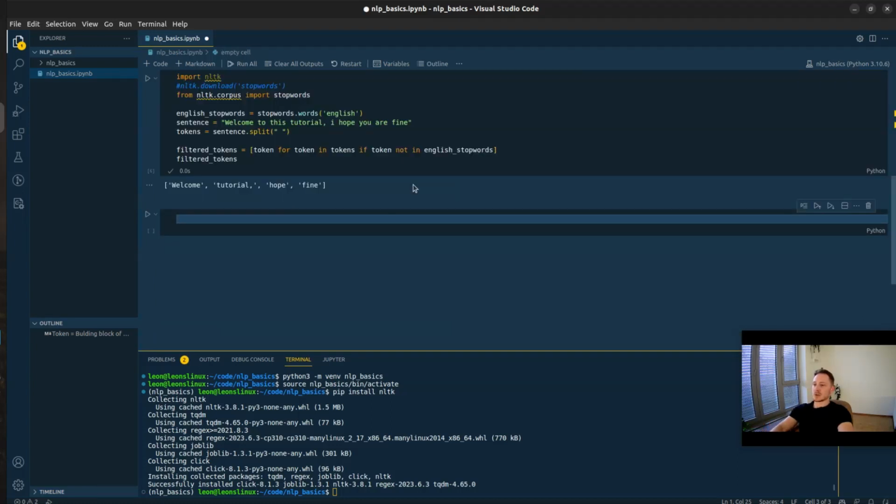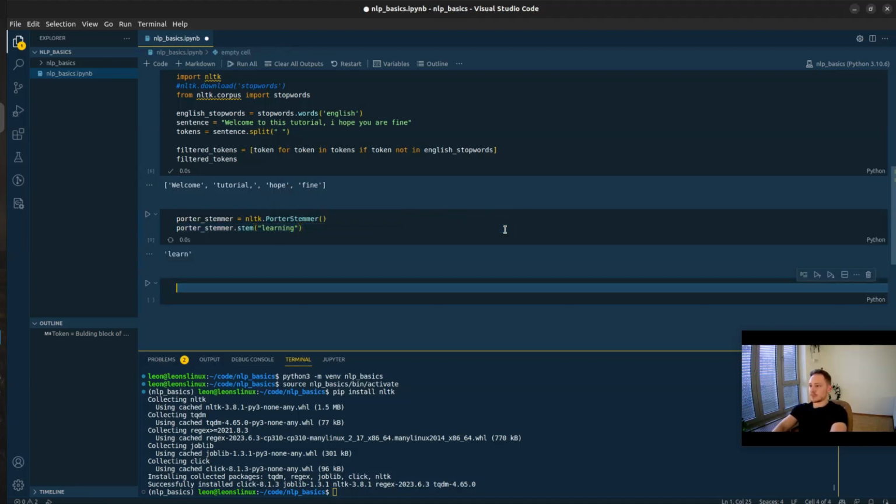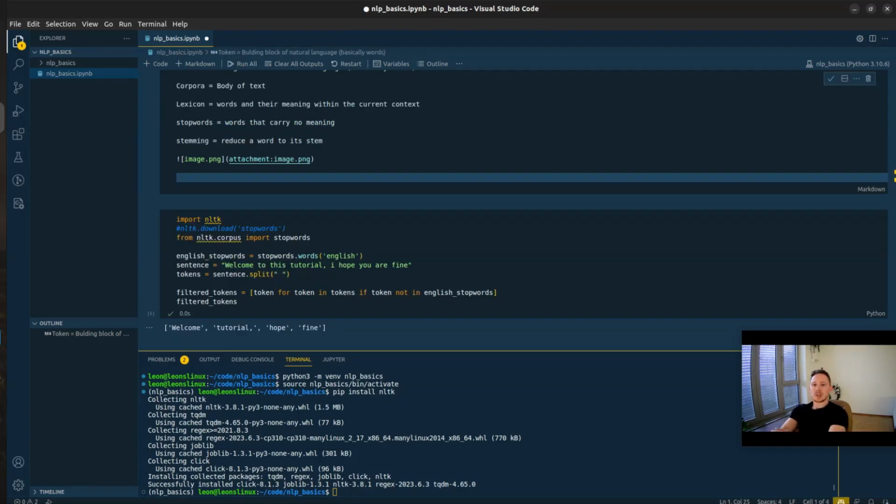Okay, let's actually try it with the word learning. Porter stemmer. Porter stem learning. Yes, perfect. Let's look at lemmatization.